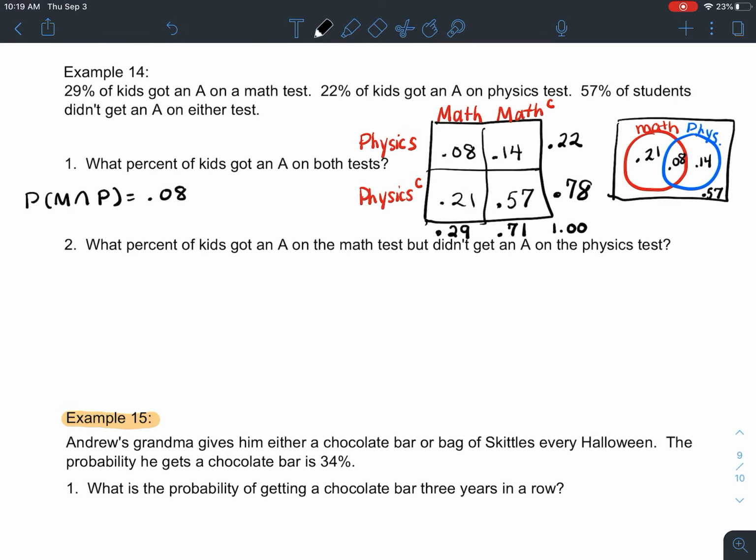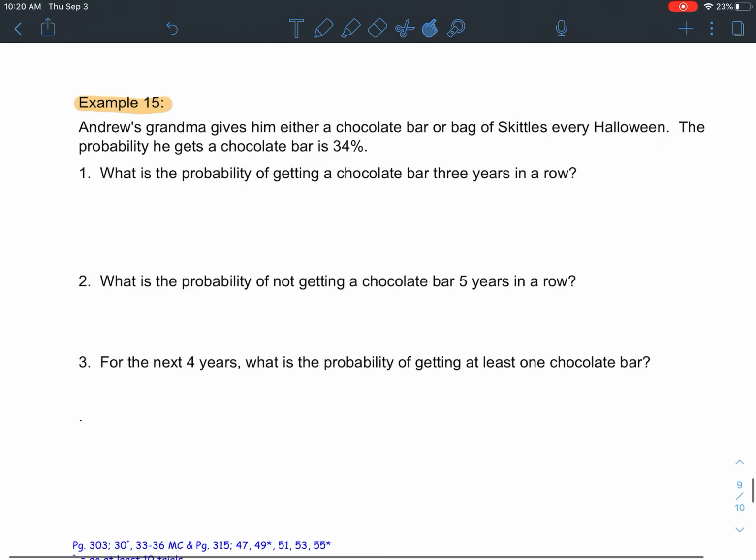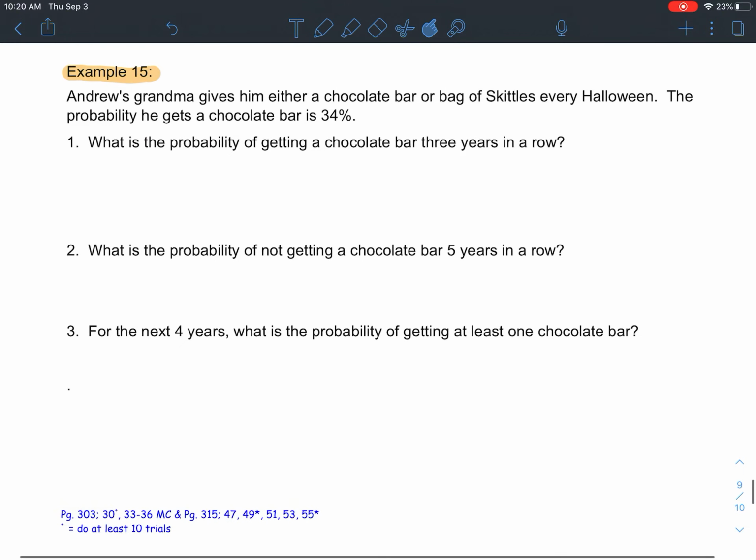So it says, what percent of kids got an A on both tests? Okay, so I'll just use an M for math and a P for physics. This would be on both, the intersection, that is the 8%. It says what percent of kids got an A on the math test, and they didn't get an A on the physics test. So I'm looking for the intersection of where got an A on the math intersects with didn't get an A on the physics. That's that 0.21 there, okay?